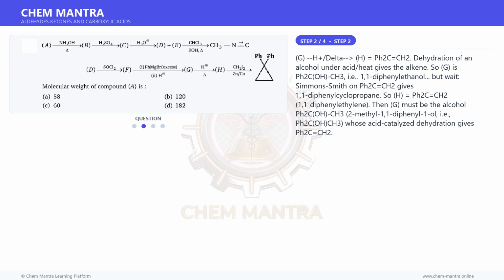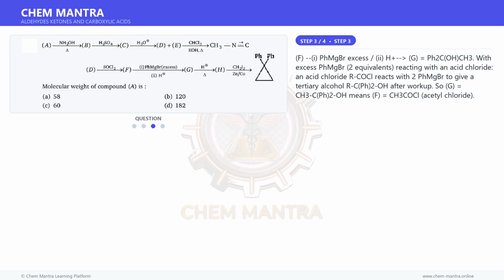1,1-diphenylethanol. But wait, Simmons-Smith on Ph2C=CH2 gives 1,1-diphenylcyclopropane. So, H is equal to Ph2C=CH2, 1,1-diphenylethylene. Then, G must be the alcohol Ph2C(OH)CH3, 1,1-diphenylethanol, whose acid-catalyzed dehydration gives Ph2C=CH2.